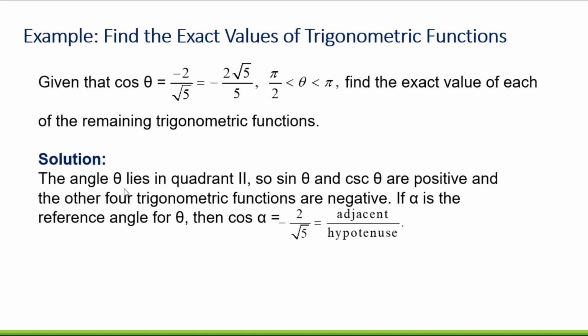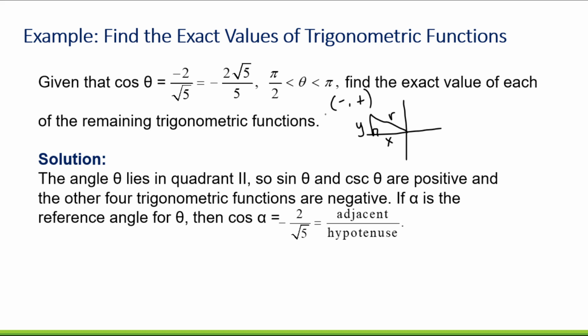And so if you look at an angle in quadrant 2, I'm going to sketch that out for you. I'm going to draw a reference angle in quadrant 2. And so the horizontal is x, the vertical is y, and r is the hypotenuse. And so in quadrant 2, x is negative and y is positive. And of course, r is always positive.